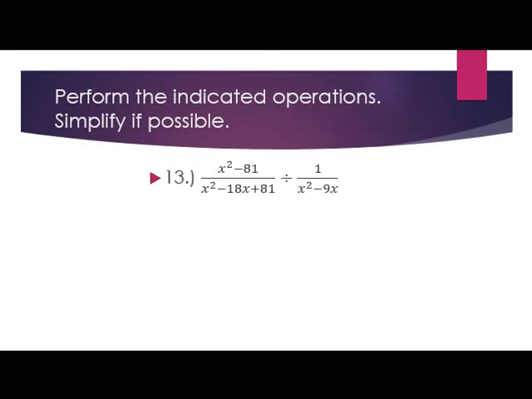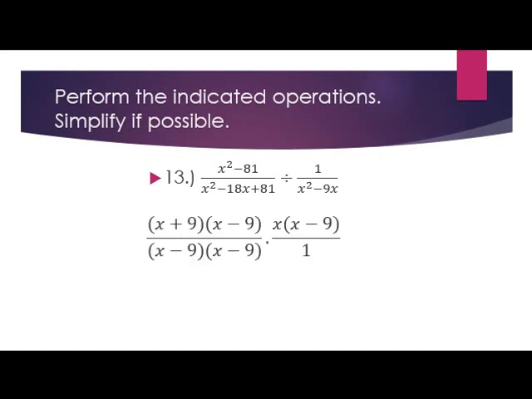I'm going to flip the second one over and factor everything. And when I do, I end up with a bunch of x minus 9s. I cancel 2 on the top with 2 on the bottom. And when I'm finished, I end up with just x times x plus 9. Notice that there's a 1 on the bottom, but it's not necessary to write it. And I could distribute that if I wanted to, but also that's not necessary.